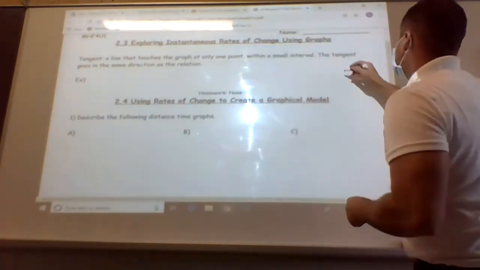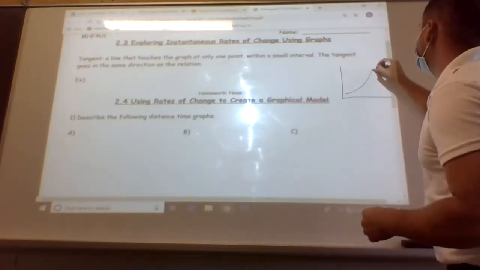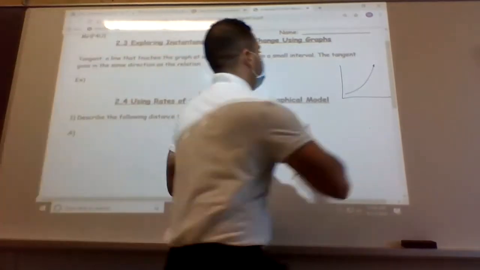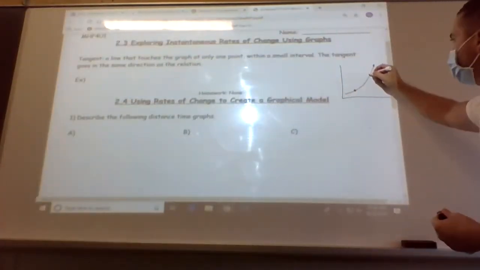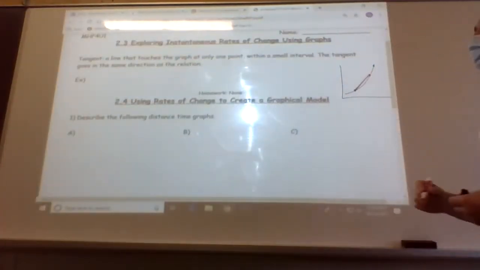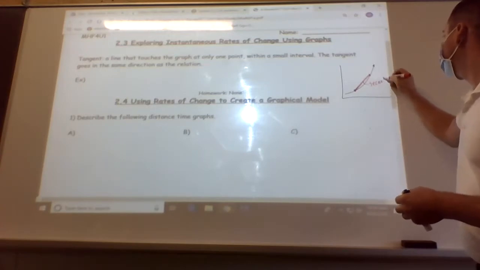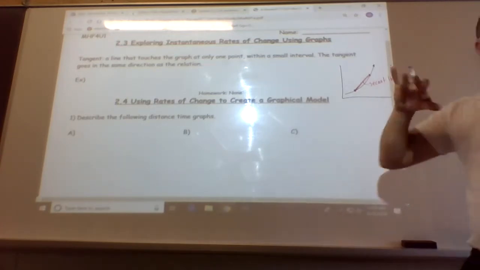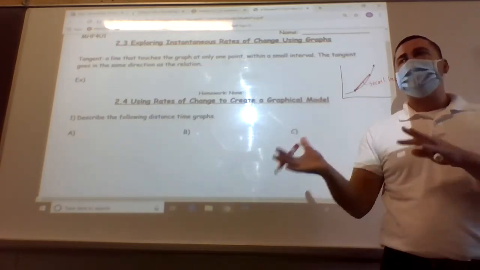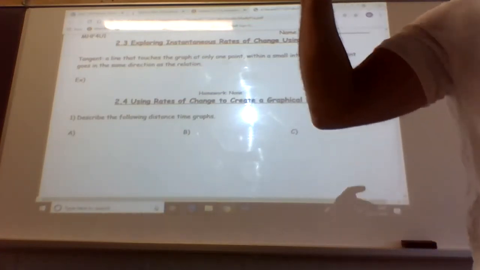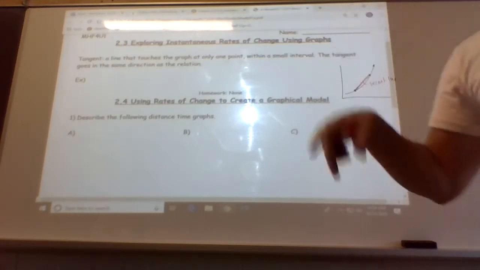If I had a parabola or an exponential function, and I find the average rate of change from this point to this point, this is called the secant line. So this was a secant. It's what you do when you're calculating average rate of change. Every time you do average rate of change, you're actually calculating the slope of a secant line.